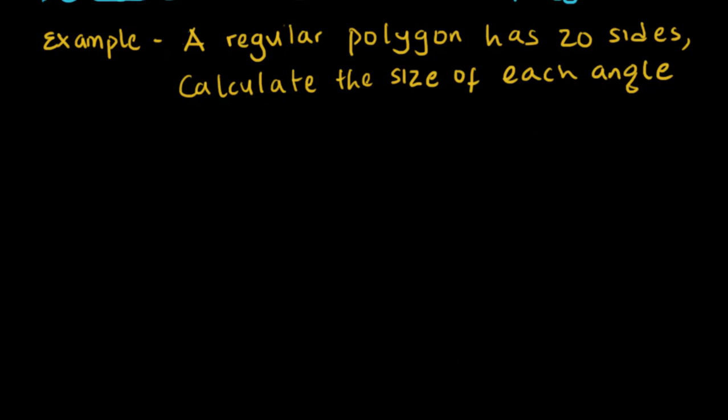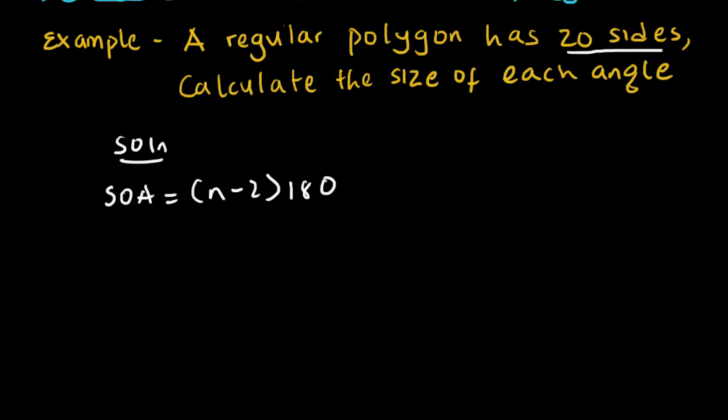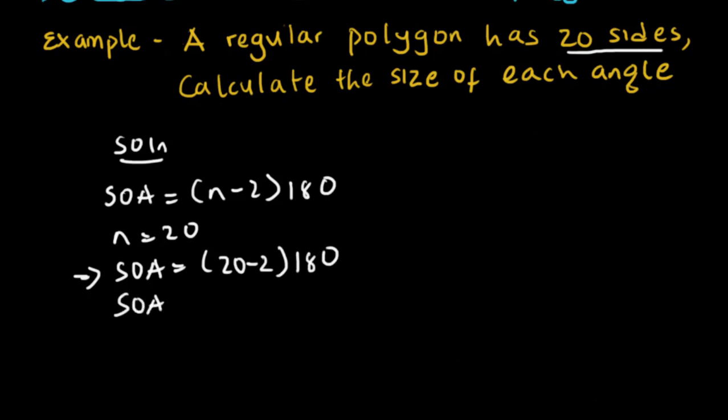So here we have a regular polygon that has 20 sides. Calculate the size of each angle. Remember, the first thing you want to do is to find the sum of interior angles in the polygon. So the sum of interior angles equals n minus 2 times 180. In this case we are told that the number of sides is 20. So n equals 20, which implies that the sum of interior angles equals 20 minus 2 times 180. 20 minus 2 is 18, so we have 18 times 180.